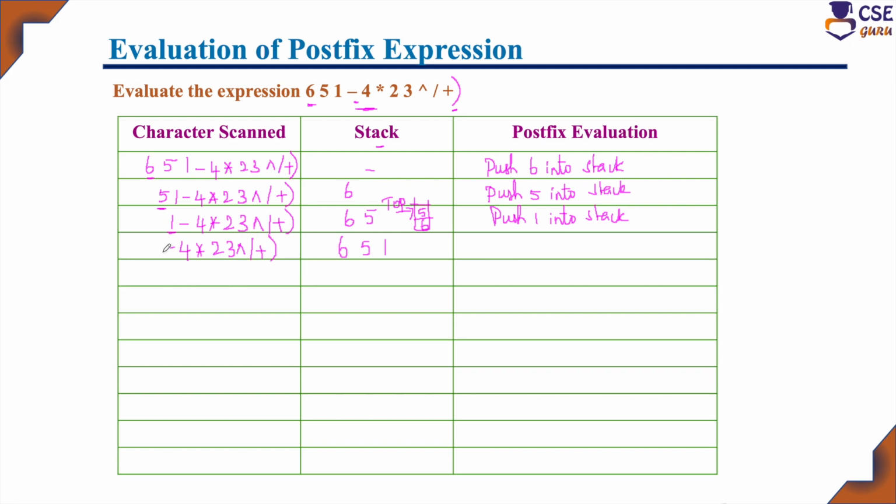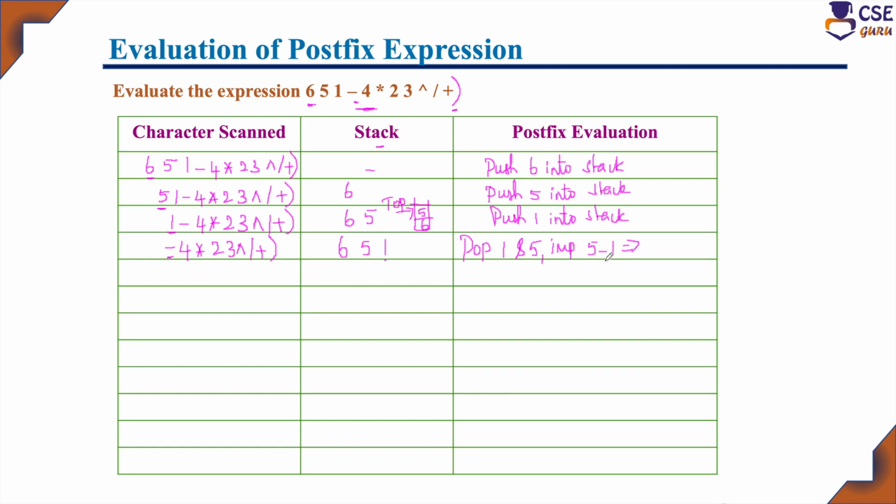Next comes the operator. It is a subtraction operator. So whenever you encounter an operator, you have to pop the top two elements of the stack. Top element is 1, next element is 5. So first you have to pop 1 and next you have to pop 5. Then implement 5 minus 1. The corresponding operation is the subtraction operation here.